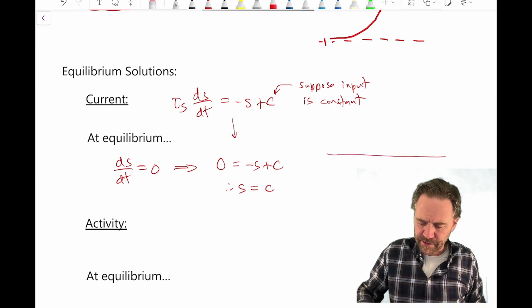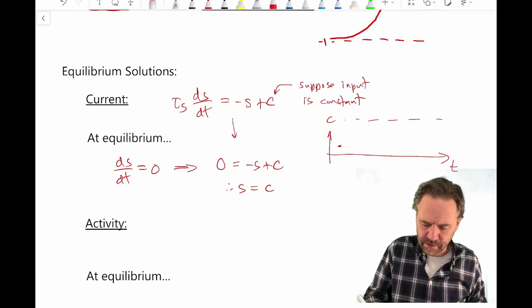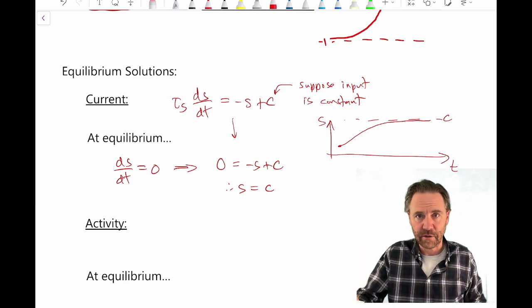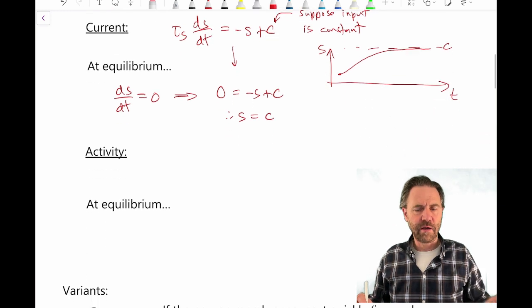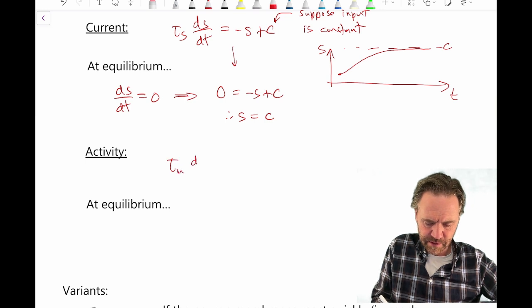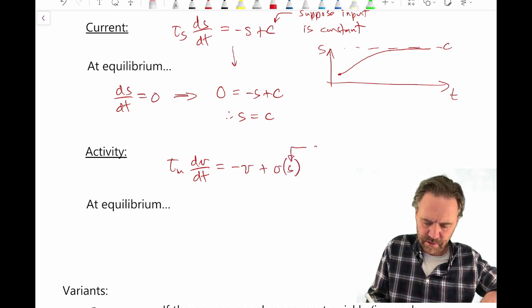So this is a situation where over time, C is a constant input. S, whatever it is, this vertical axis is S. And then we have this value C. S will migrate towards C like that. And how quickly it migrates towards C depends on the time constant. What about the membrane potential, V? Its differential equation is tau sub m times dV by dt equals -V plus sigma of S. So suppose this is constant.